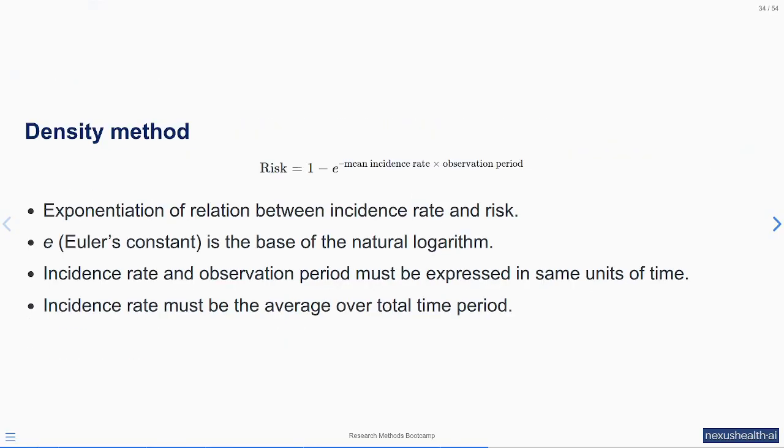So the density method is given to us using this formula. So the risk is given as 1 minus e to the power minus the mean incidence rate times the observation period. So it's the exponentiation of the relation between incidence rate and risk. E, Euler's constant, is the base of the natural logarithm. So the incidence rate and observation period must be expressed in the same units of time. The incidence rate must be the average over the total time period.